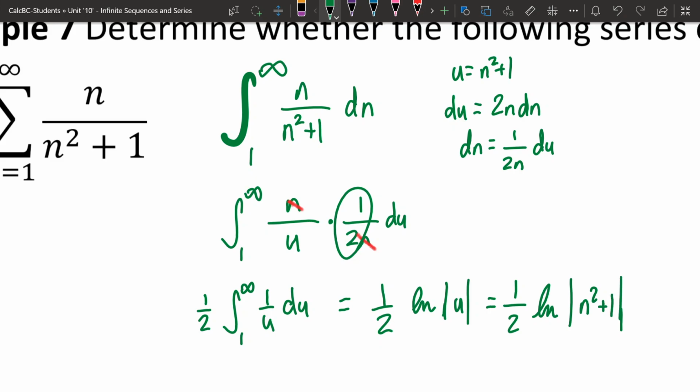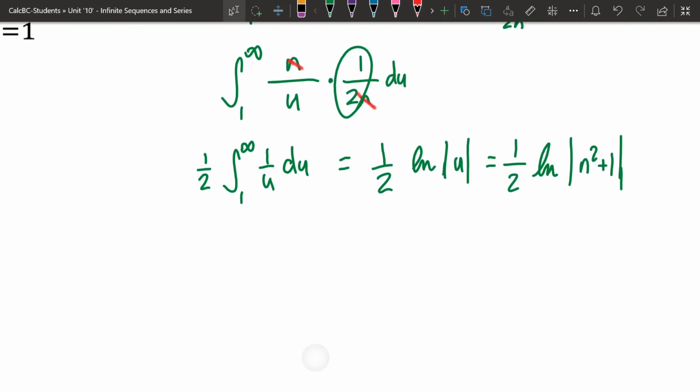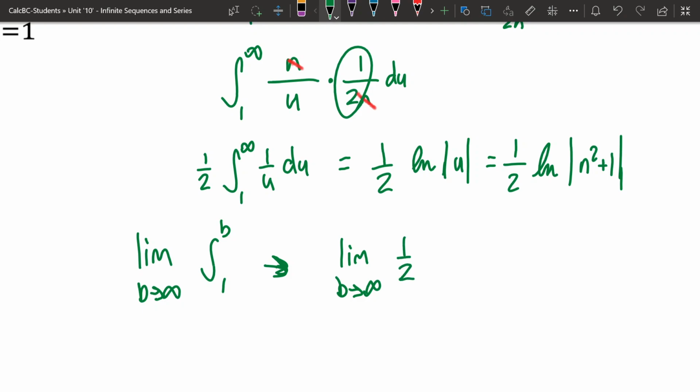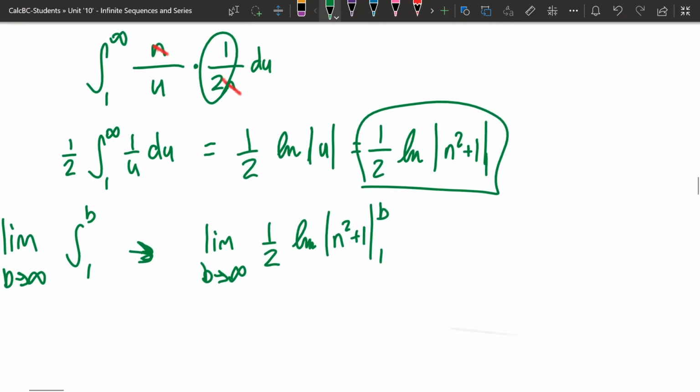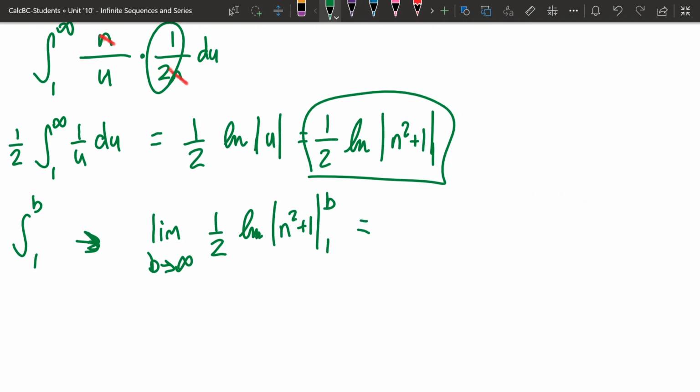All right, and this is an improper integral, so we need to find the limit as b approaches infinity of our integral from 1 to b of all that, which we already found the integral of. So flash forward, we're looking to find the limit as b approaches infinity of what we found here, 1/2 of the natural log of the absolute value of n squared plus 1, and we're going from 1 to b. Okay, plugging those values in.